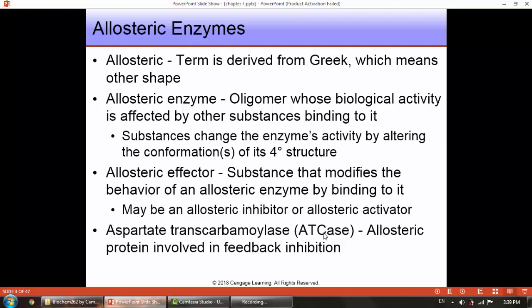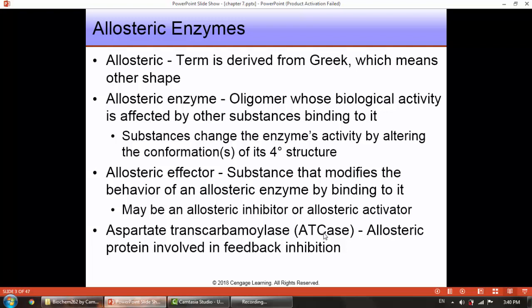And usually these enzymes or proteins are oligomers, which means they consist of more than one subunit, and they tend to change the enzyme's activity by changing the conformation of its quaternary structure. Now we want to introduce something called an allosteric effector, which is a substance that changes the behavior of an allosteric enzyme by binding to it. This allosteric effector may be a substrate, a positive allosteric effector, or a negative allosteric effector.